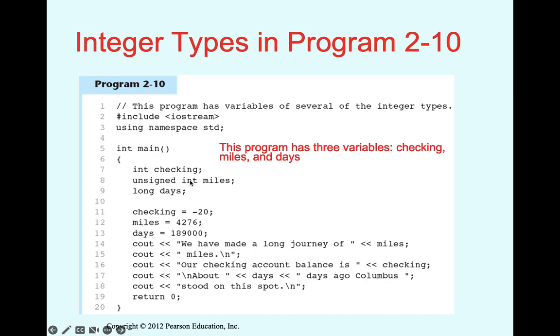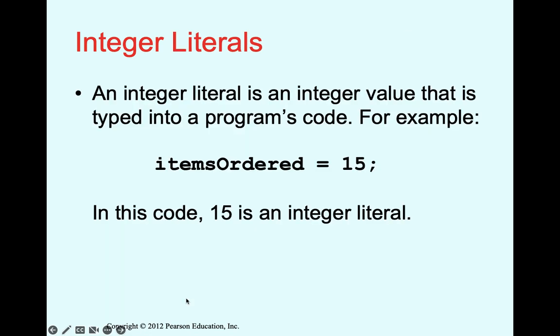Here we have 3 variables. The first variable is of type integer, the second variable is of type unsigned int, called miles, because you cannot have minus miles, right? And you have days, also long. And we store here 3 different values in these variables, and then we print something. We have made a long journey of this many miles. Our checking account balance is this, and so on. We print some output for this program.